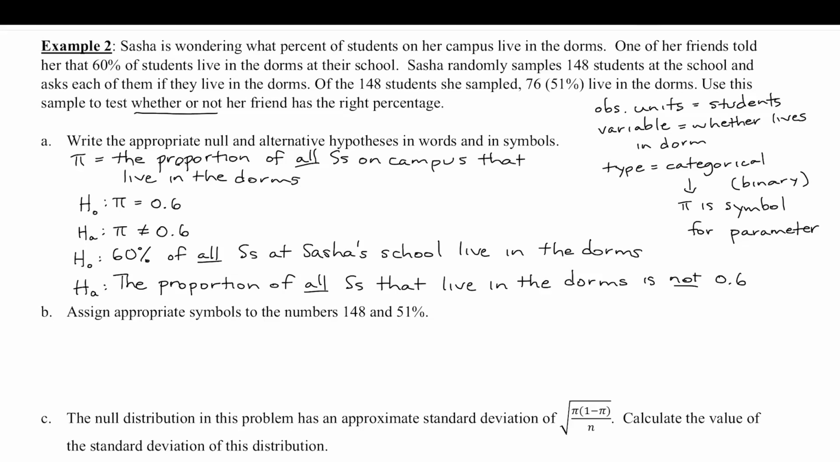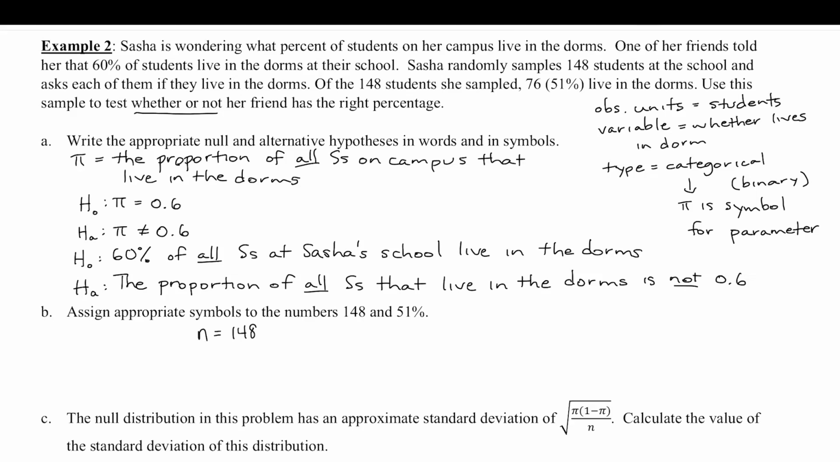Okay, but a couple things to notice with this. So our hypotheses are about the parameter pi. They're not about what happened in the sample. We don't have to make a hypothesis about whether the sample proportion is 0.6 or is not 0.6 because we already know that it's 51%. It's definitely not 0.6, right? But our hypotheses and our conjecture and our research is about all the students at the school, and we're trying to understand something about all those students based on looking at 148 of them in the sample. All right, part B, assign appropriate symbols to the numbers 148.